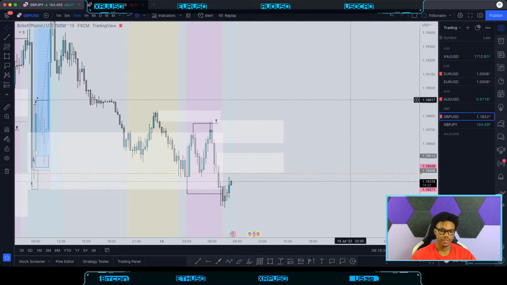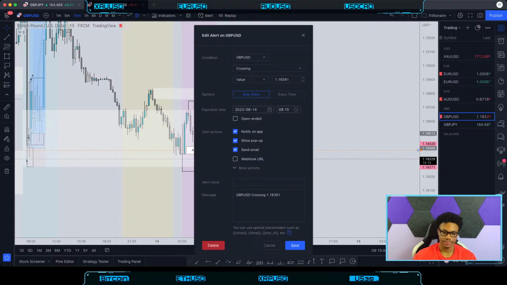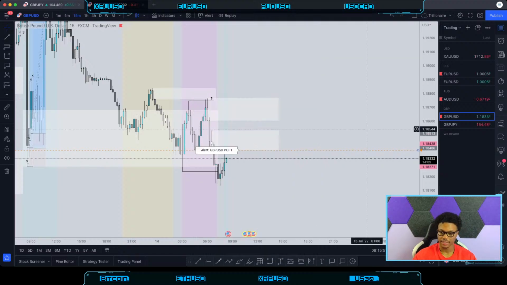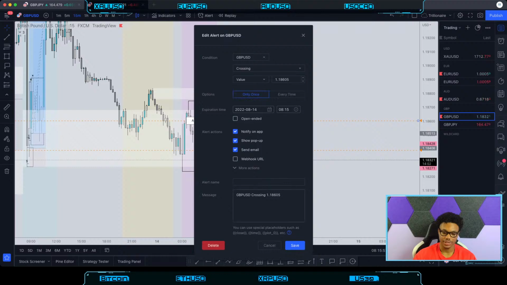So this is what I'll be looking at as it relates to GBP USD. Once price taps into these zones, I will be looking to possibly take advantage. You guys can as well. Very, very straightforward how I trade, as you guys can see.